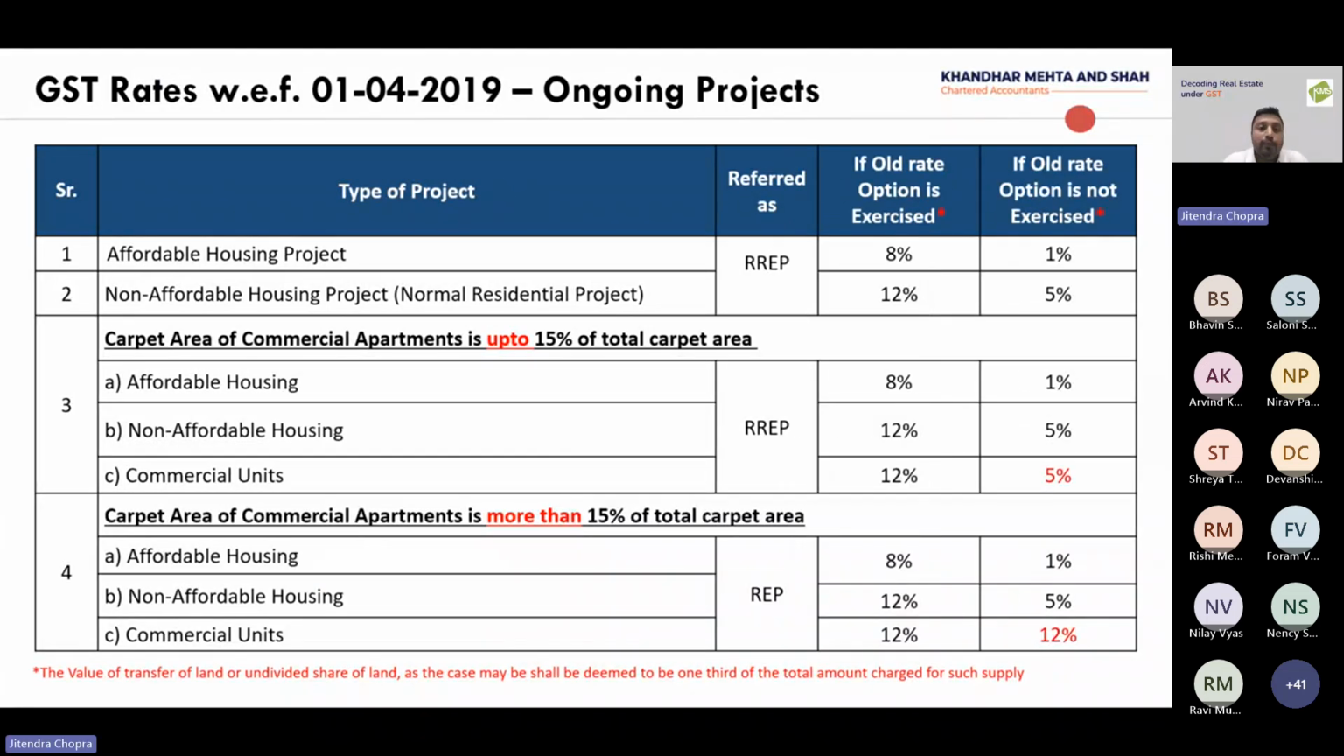For the ongoing projects, there was an option in April 2019 that the developer could continue the old rate with ITC or shift to the new concessional rates without ITC. This was one of the biggest transition exercises in real estate under GST. Even today, department audit officers ask whether the option was exercised properly, whether transition ITC was reversed correctly, or whether project-wise segregation was maintained. So documentation becomes extremely important.